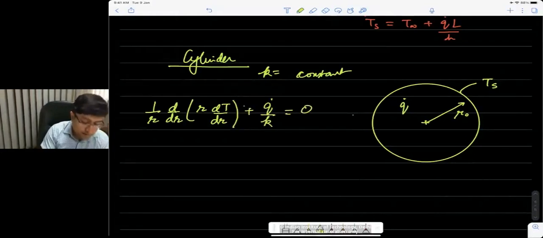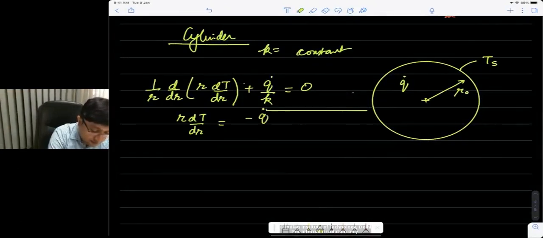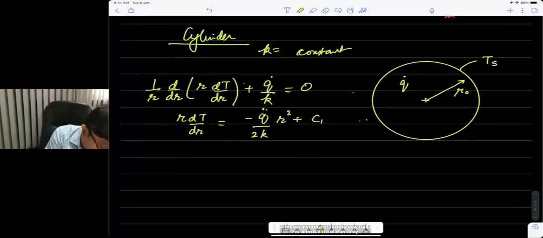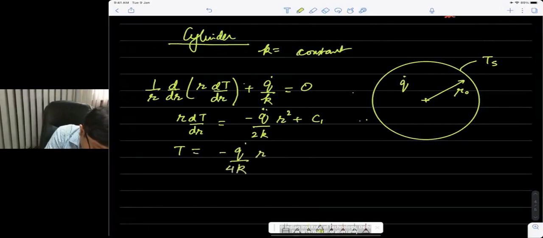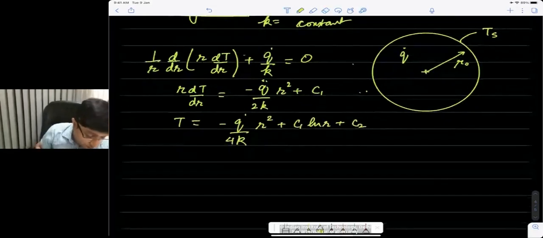Now we can do a little bit of rearrangement and then integrate. So what we will get first is r dT dr equals minus Q dot by 2K r square plus some C1, and then if I divide the whole equation by r and then integrate again, I will get temperature T equals minus Q dot by 4K r square plus C1 log r plus C2. So please do verify that.